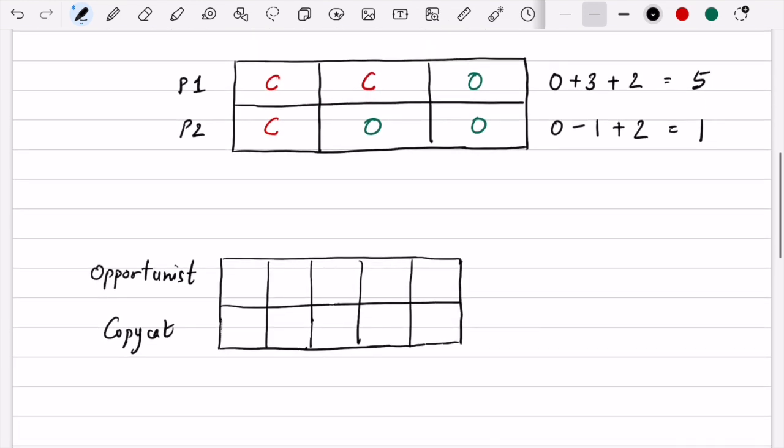Let's play another game, and now we're going to play this game with certain character profiles. So we have the opportunist and we have the copycat. Now the copycat is someone who always cooperates in the first round, but after that always copies what their opponent did in the previous round. The opportunist is similar with one key difference. So the opportunist also cooperates in the first round, but she cheats in the second round and then behaves like a copycat. So after the second round, the opportunist will copy whatever their opponent did in the previous round.